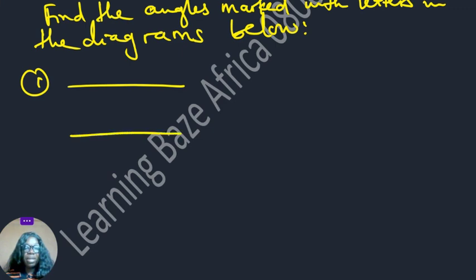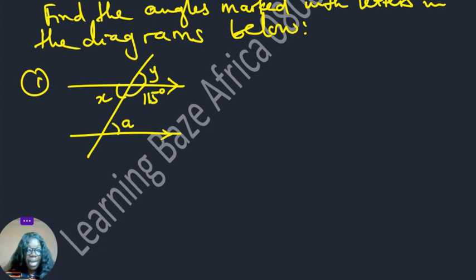So we have the two parallel lines. Don't forget, the parallel lines are lines that can never meet. And the transversal is the line that divides the parallel lines. So right here we have Y, below we have X, and the other angle below is 115 degrees. Then we have angle A. So we have to find the missing angle, that is the angle that has been marked with a letter. I hope you are ready. So now let's look at it.